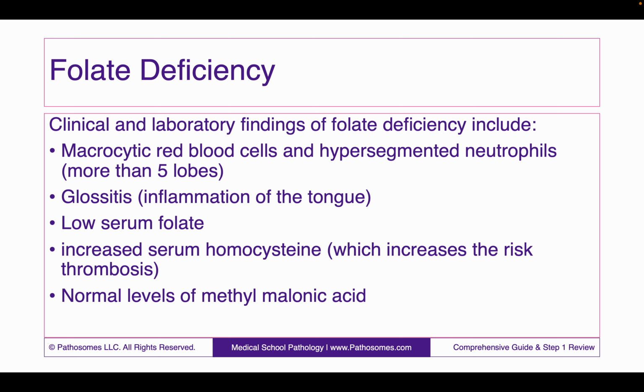There are conditions where the number of lobes in a neutrophil can be decreased, such as a Pseudo-Pelger-Huët neutrophil, a condition known as Mey-Hegglin. But for your purposes, know that in macrocytic anemia due to folate deficiency, you will see hypersegmented neutrophils. Also associated with folate deficiency is glossitis, which is inflammation of the tongue, low serum folate levels, increased serum homocysteine, which increases the risk of thrombosis, and normal levels of methylmalonic acid.